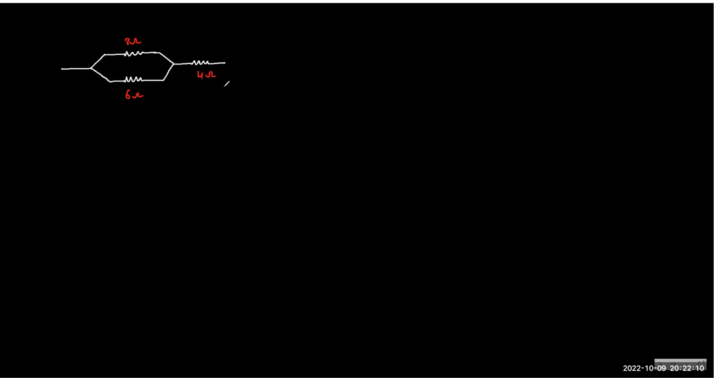That is 3 ohm, 6 ohm, 4 ohm. Technically, the left one we can reduce, and therefore we can eventually convert this into two resistors, right? Yes. Now my question is, let's find what is the potential across 4 ohm?